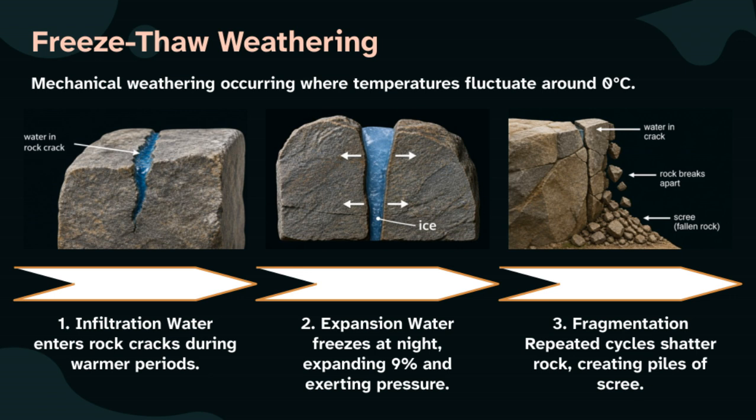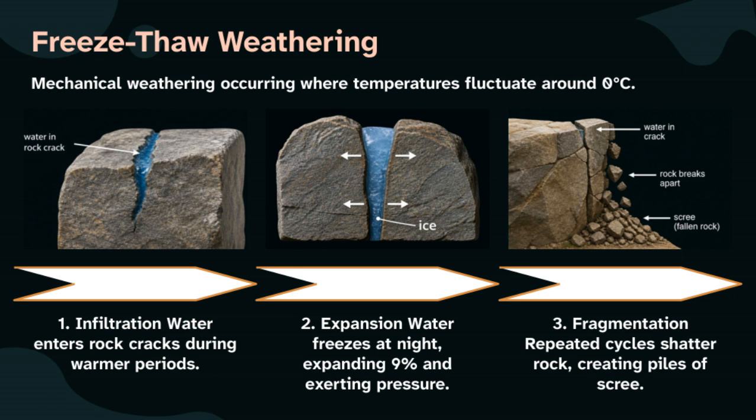It is important to remember that freeze-thaw is weathering, not erosion. The rock is being broken down where it is. The glacier may later move the broken rock, but the freeze-thaw process itself is about weakening and breaking rock in place. Let's answer a question.